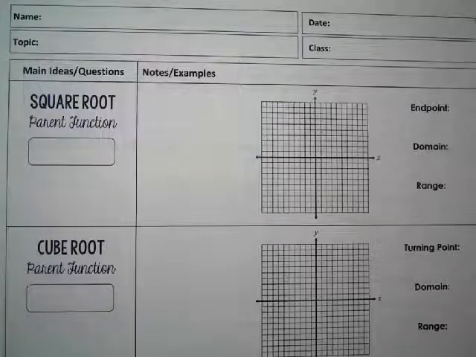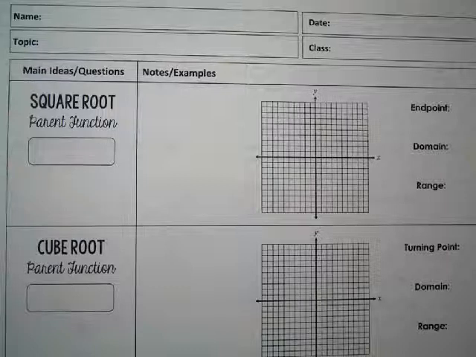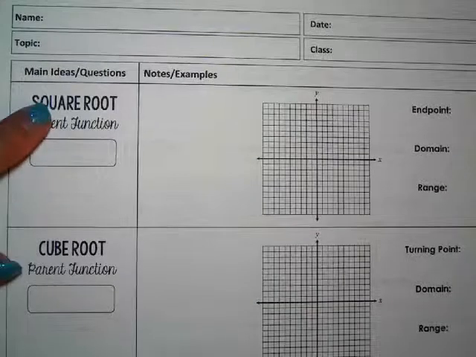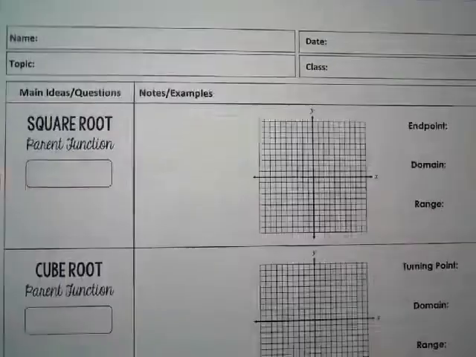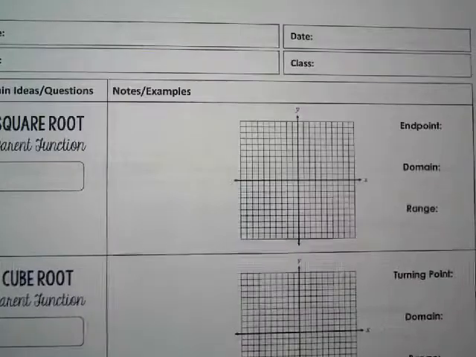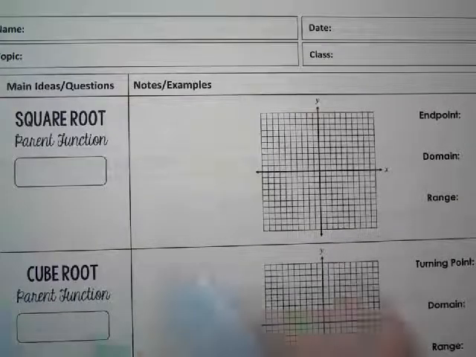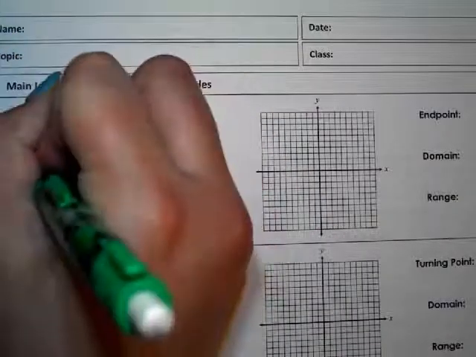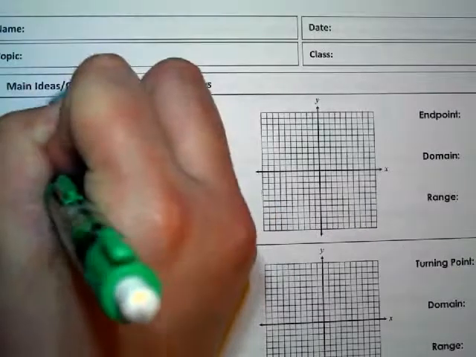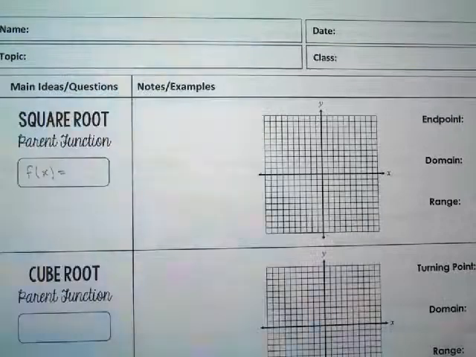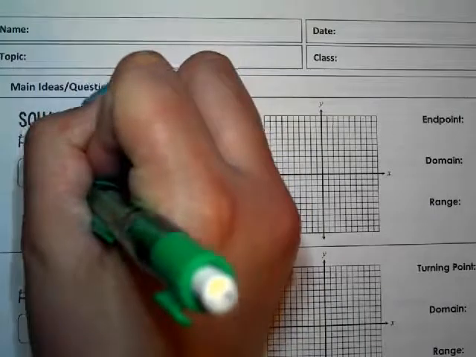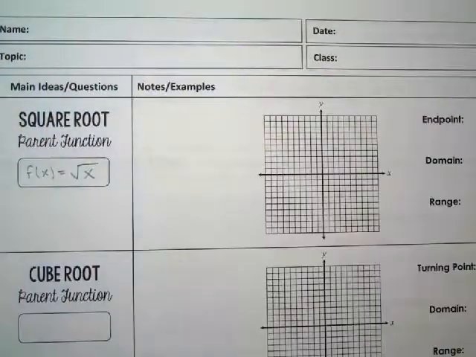All right, so today we are going to be graphing the two radical functions, square root functions and cube root functions. We are graphing two of them, okay? So square root functions are going to be in the form f of x, which is just another way of saying y. F of x equals square root x.